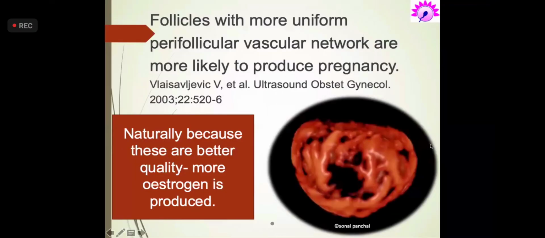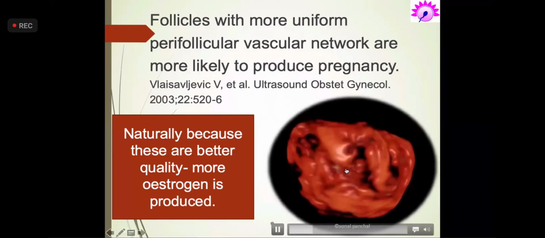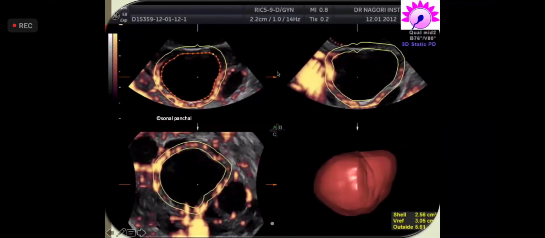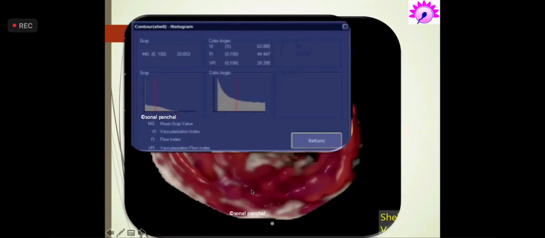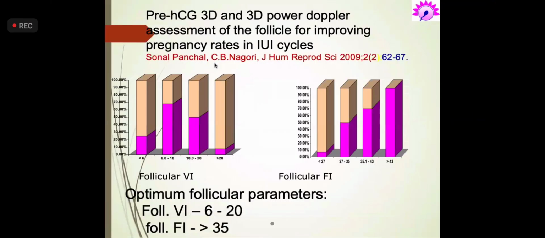The blood flow which you are seeing here as a 3D power Doppler can be calculated by doing the VOCAL. So after acquiring the 3D volume of the follicle, you do a VOCAL, find out the follicular volume, then you select an outside shell of 2 millimeters, and after that, when you render that image, that's when you would see the perifollicular flow, and that can be quantitatively assessed as VI, FI and the VFI parameters, which tell you about the abundance of the flow, average intensity of the flow, and the perfusion of the follicle.